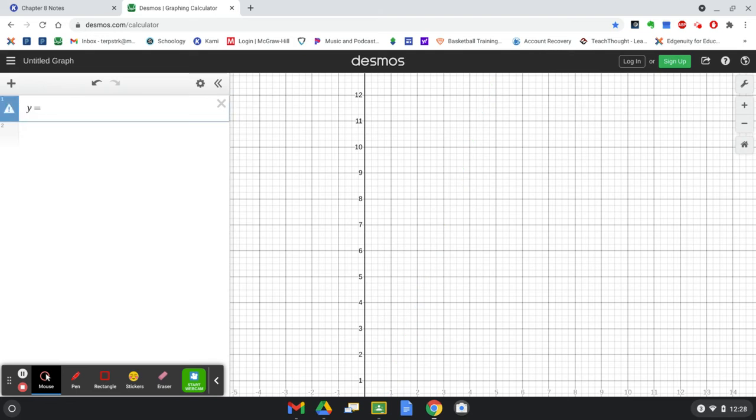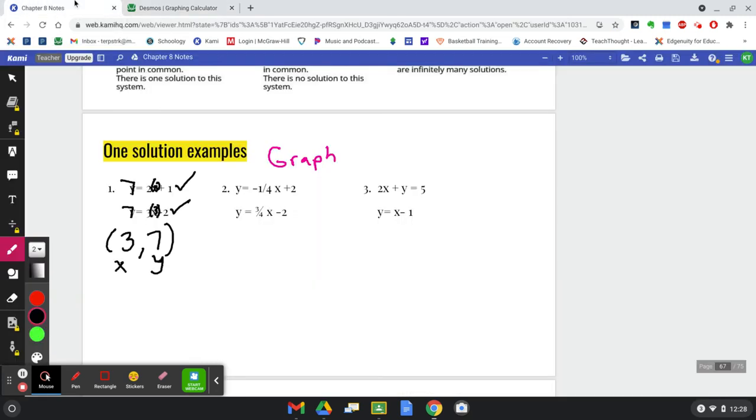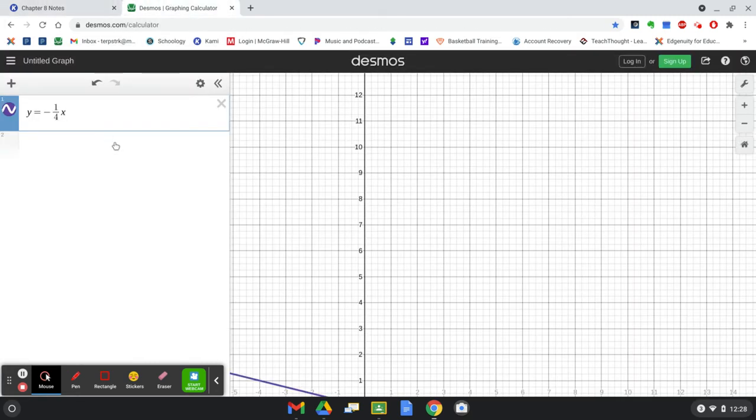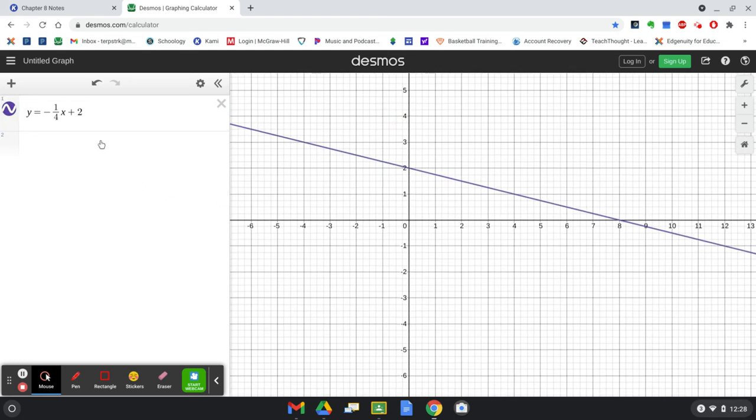Y equals negative 1/4. Now here's the thing. If I just hit x, okay, that's not the graph I want. It's putting the x on the bottom. I have to hit over and make sure my x goes here. So negative 1/4 x plus 2. All right, and I can scroll down to get a better picture.